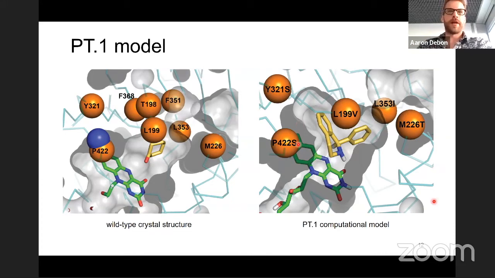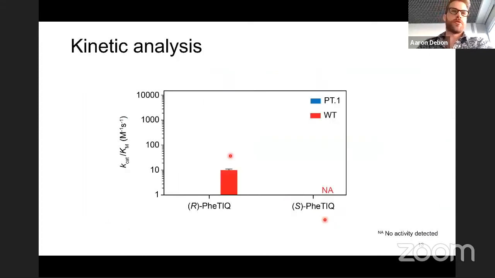We've kinetically analyzed this variant, and what you can see in red here is the wild type. For the R enantiomer of 1-phenyl tetrahydroisoquinoline, we have fairly low activity, and for the S enantiomer, we have no detectable activity at all. But after just 1 round of evolution, we've improved the kcat over Km of this enzyme by almost 1,000-fold. Furthermore, PT1, the variant that we created, has an S factor of 4,200. So it is very specific for the R enantiomer, which is exactly what we desired.